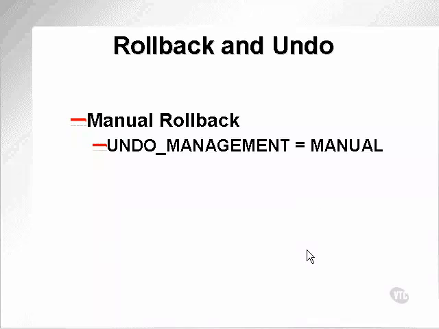Rollback and undo. Rollback is manual rollback management. Undo is automated rollback management. Using automated undo is really automatic rollback. Once again, rollback is the information used to undo changes to the database which have not yet been committed.